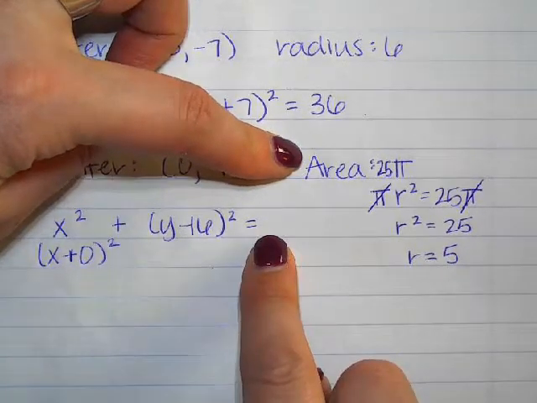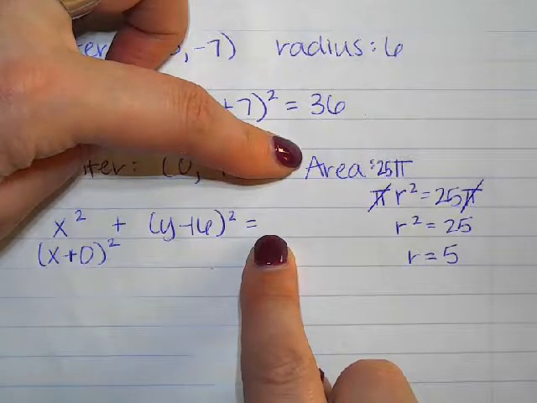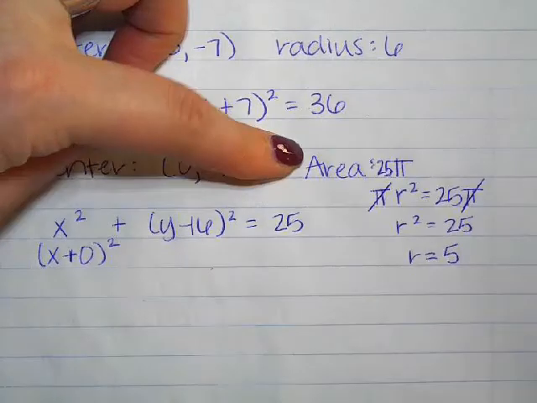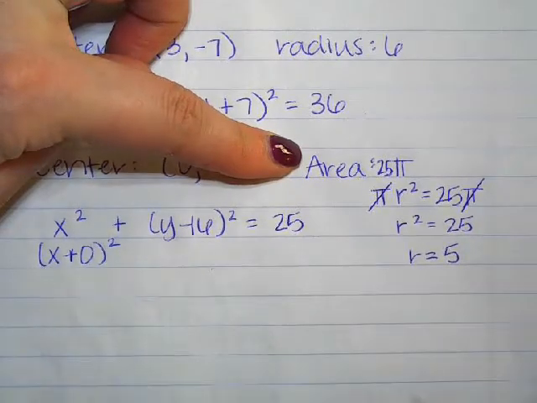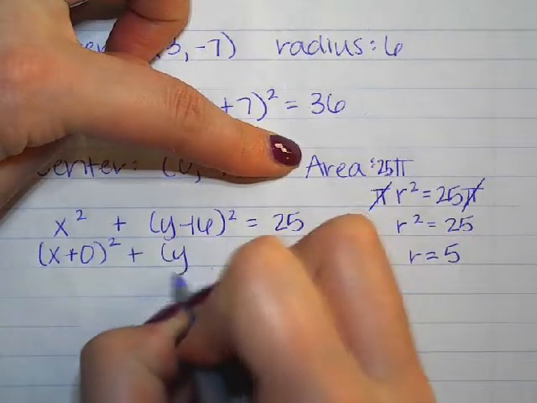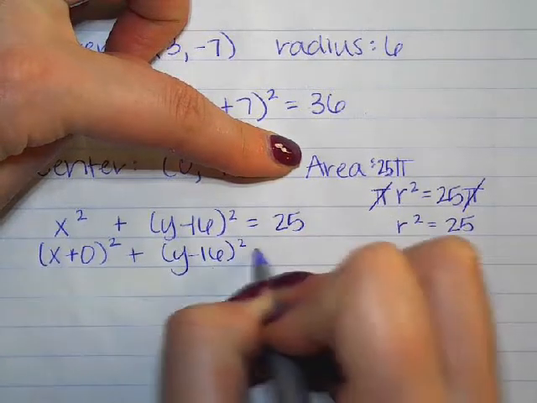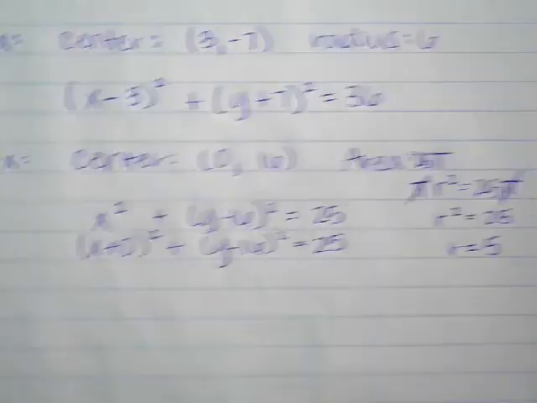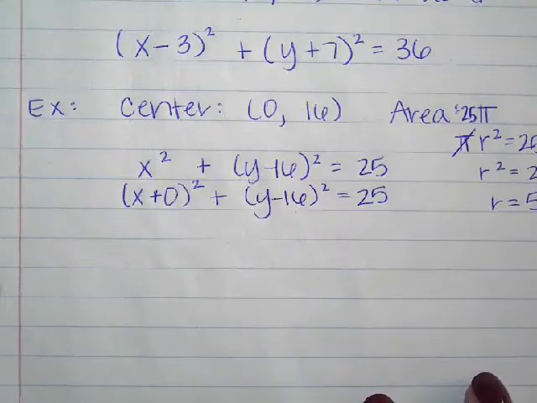The equation has to equal r squared. So what should I put right here? 25. And we're done. So pretty much when we get this area, we can go ahead and assume our r squared is just the number. So both of these answers are good. You can put the 0. You cannot put the 0. It doesn't really matter.